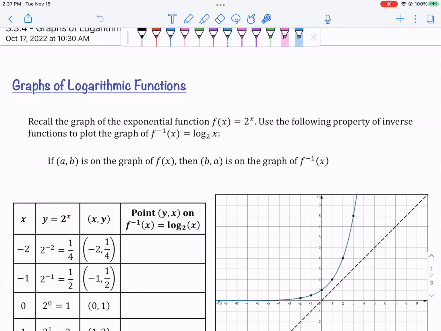in the exponential section. Because logs and exponentials are inverses of one another, we can plot the graph of log base 2 of x, which is the inverse of 2 to the x. 2 to the x has inverse log base 2 of x. We can plot the inverse by swapping the x and y values. So remembering that the inverse inverts the x and y coordinates of all the coordinates on the original function.